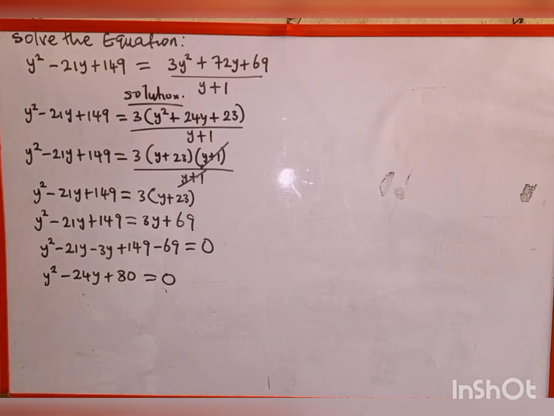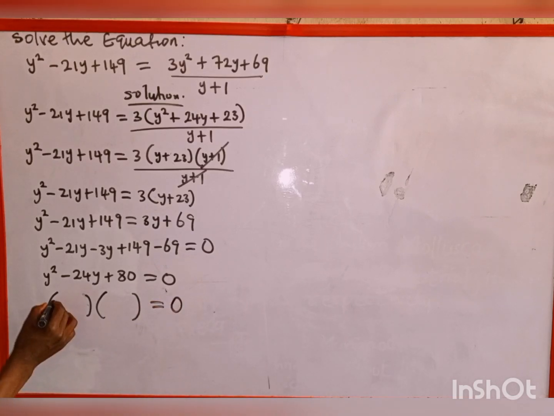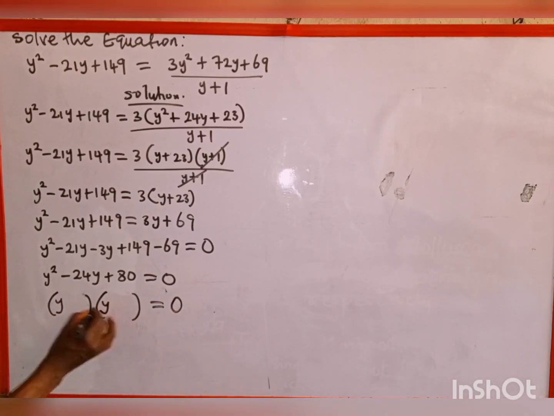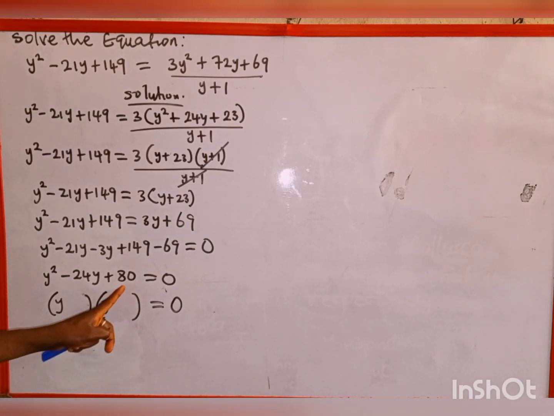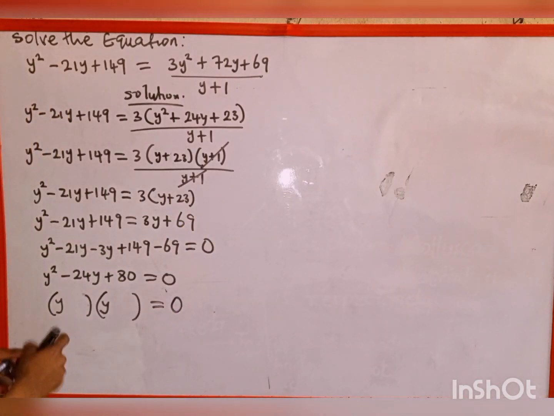And the fastest way to do it is to open two brackets, use two brackets to multiply each other, then equate it to 0. So remember, we are looking for the value of y. So the next thing we are going to do is to think of two numbers. When you multiply them, we are going to get 80. Then when you add them, we are going to get minus 24. The numbers are going to be minus 20 and minus 4.